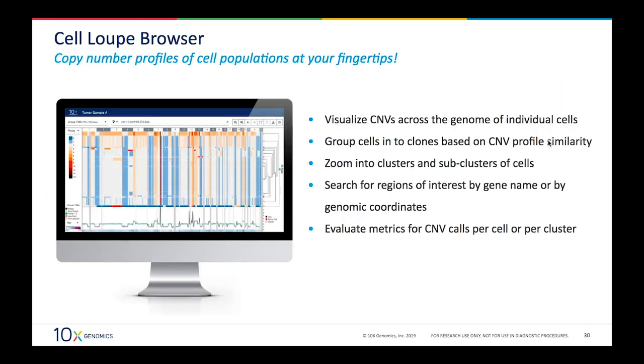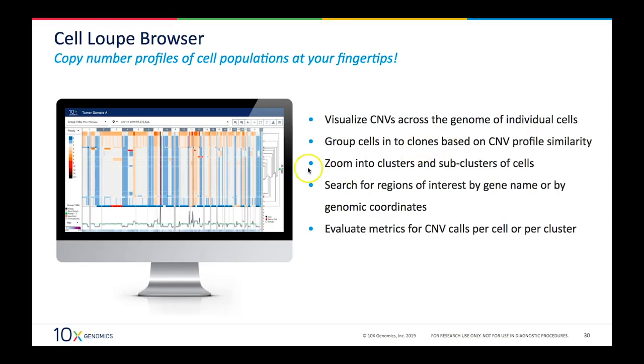So 10x has developed this visualization tool called Loupe Single Cell DNA. And it allows you to load the file that you get out of the pipeline analysis, and you can start actually visualizing your entire population just on your screen. So you can visualize CNVs across the genome of the individual cells, but it will also perform hierarchical clustering and group the cells into clones based on the similar CNV profiles that they would have.